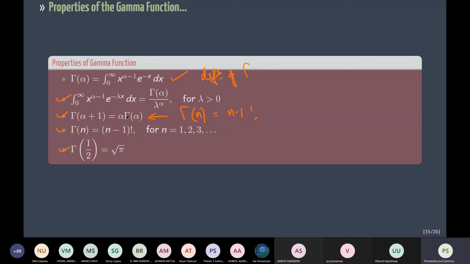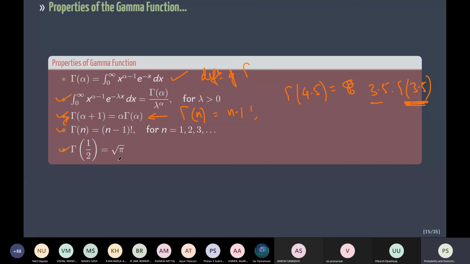For example, gamma of 4.5 I can break down by subtracting 1, so it's 3.5 times gamma of 3.5. Sometimes I can use this in calculations. I can keep subtracting 1 and make the argument very small. There is no guarantee that I will hit 0, but I can make it very small. This is just a property of the gamma function.